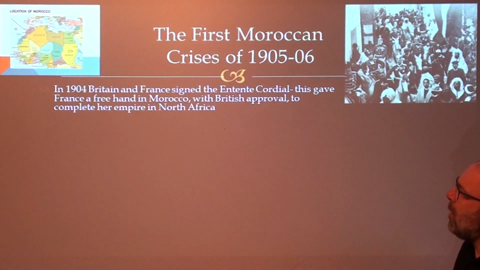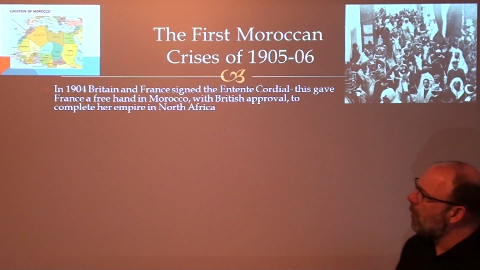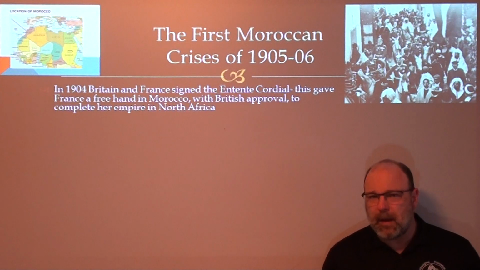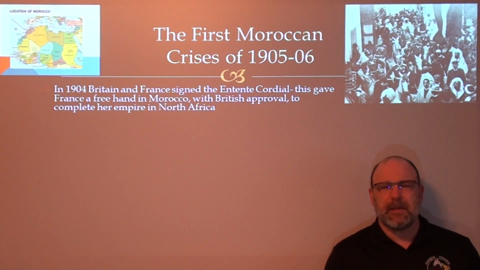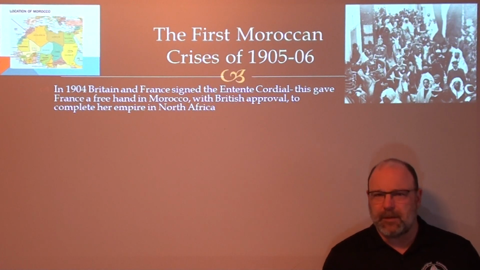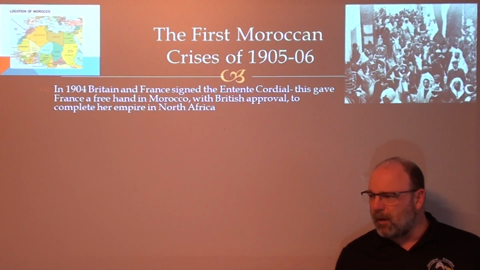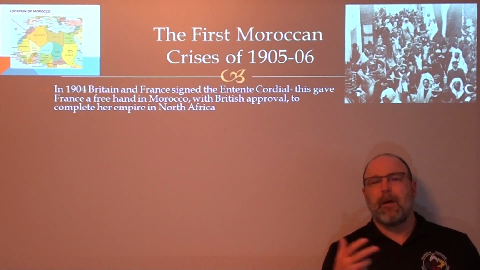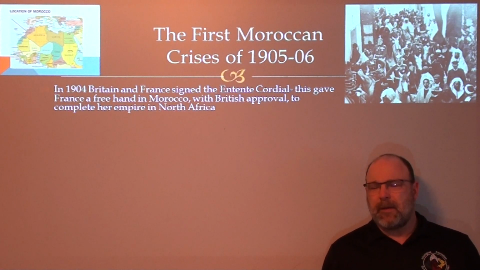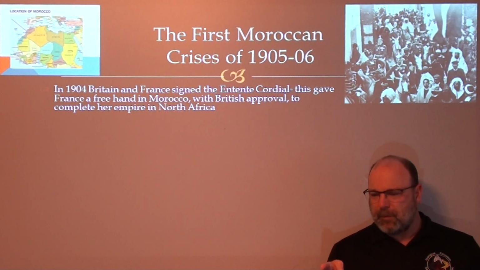So 1904, Britain and France signed the Entente Cordiale. This gave France a free hand in Morocco with British approval to complete her empire in the north. So the Entente Cordiale is a huge turning point because Britain and France had been enemies for hundreds of years. I mean, you look at the colonial wars in North America. You look at all the struggles throughout the world for the previous 200 years had finally sort of begun to come to a rest.